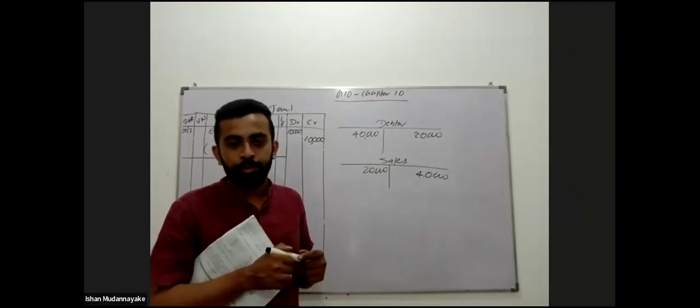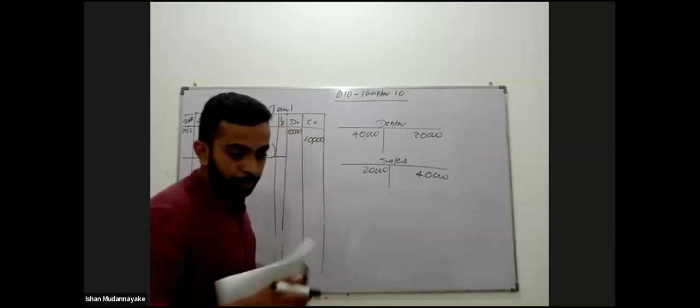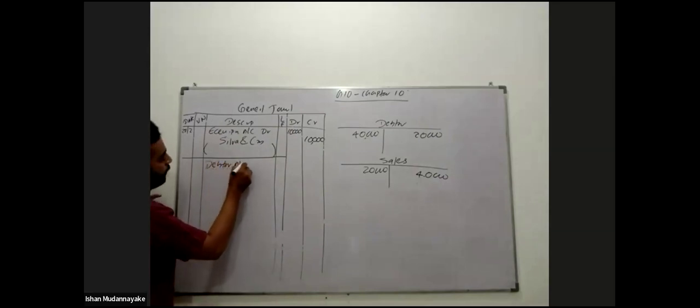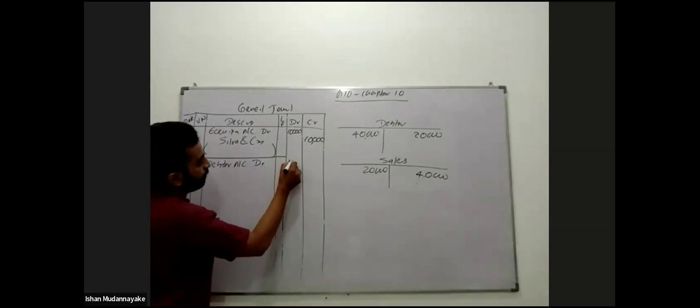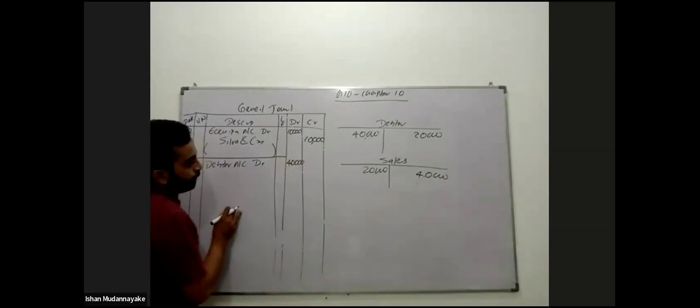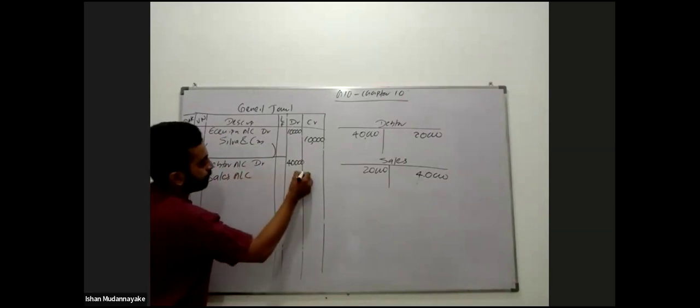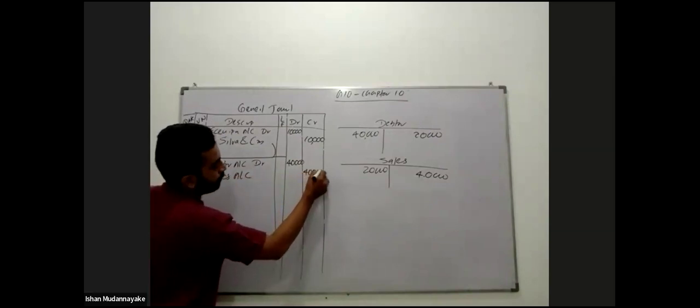Then how to correct this error? Debtor account debit 40,000. Sales account credit 40,000.